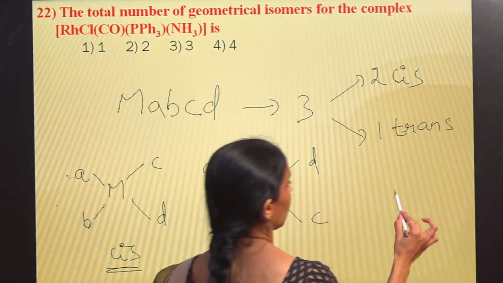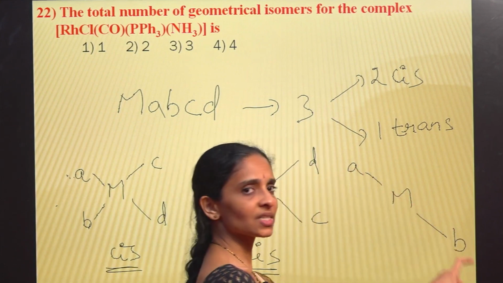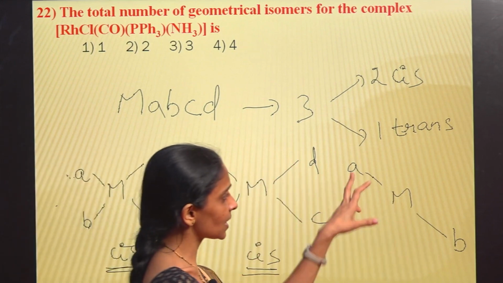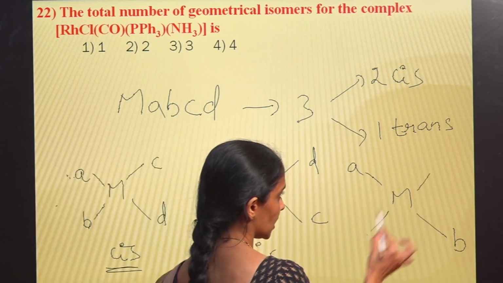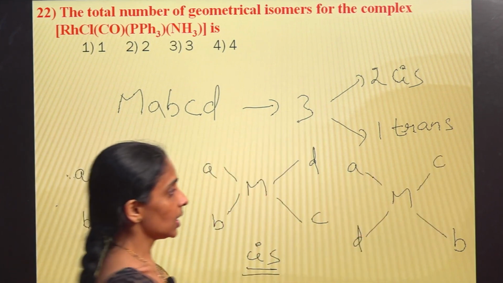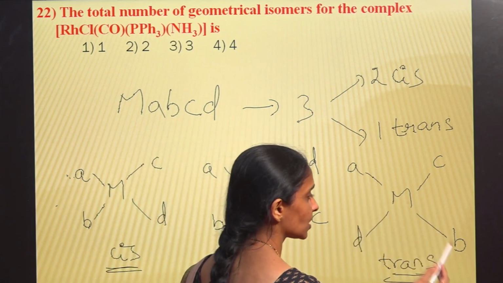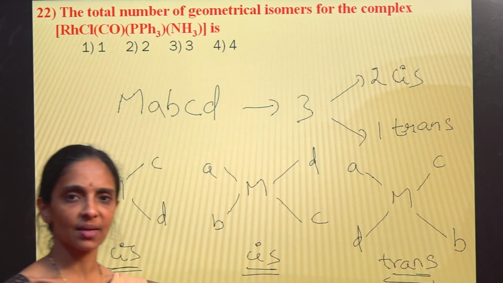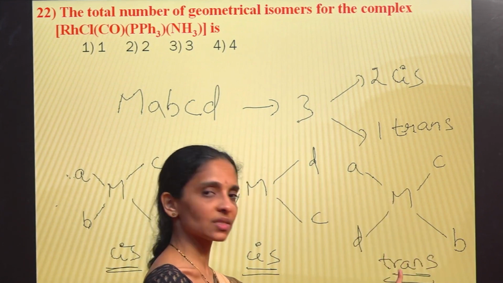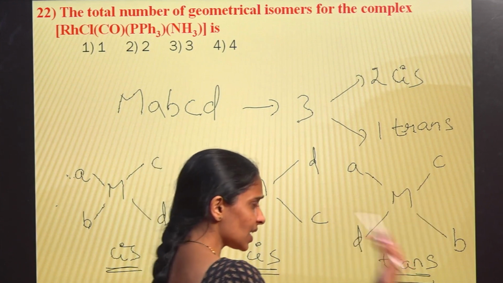Now I'll keep the similar ligands on opposite sides. We have assumed A and B to be similar, now I'll put them on opposite sides. And the remaining 2 ligands, C and D, I'll put on the remaining sides. Now this is which form? This is without any doubt trans. A and B are similar ligands, not exactly the same, almost similar, and they have come to opposite sides. That is why this is trans form. Now we can exchange this C and D.